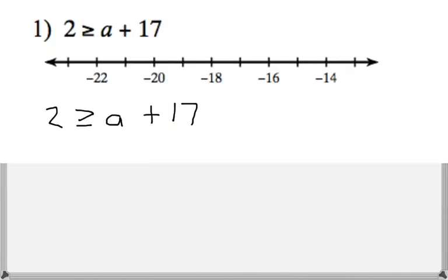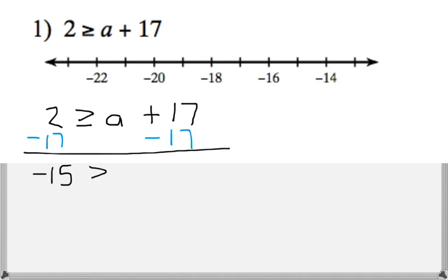Here we have 2 is greater than or equal to a plus 17. We want to get our a by itself. What is preventing it from being by itself is that plus 17. We undo plus 17 by subtracting 17 on both sides of our equal sign, or in this case, inequality. So 2 minus 17 is going to give us negative 15 is greater than or equal to a. The 17 minus 17 cancels out, so we now have solved our inequality. We just need to graph it.